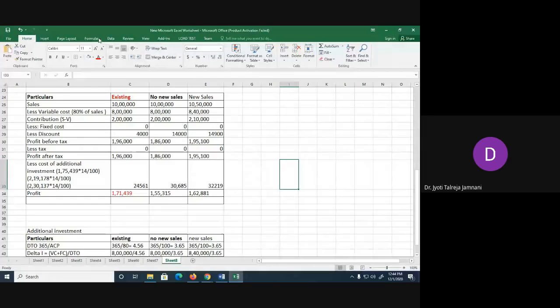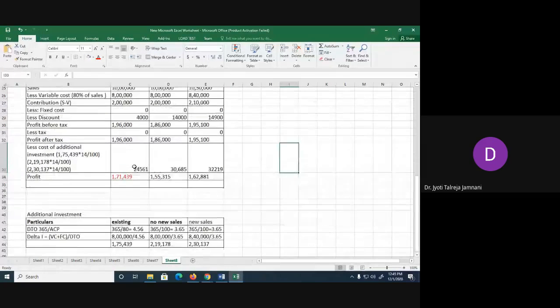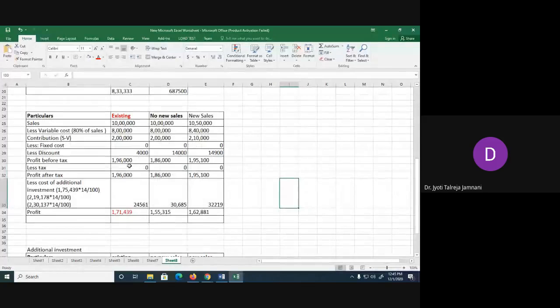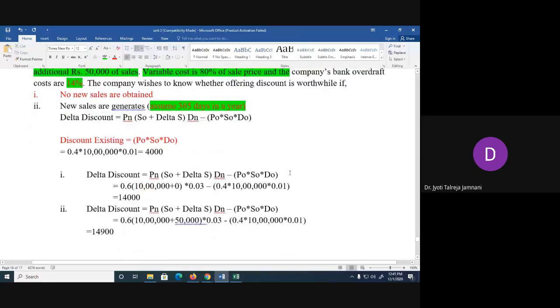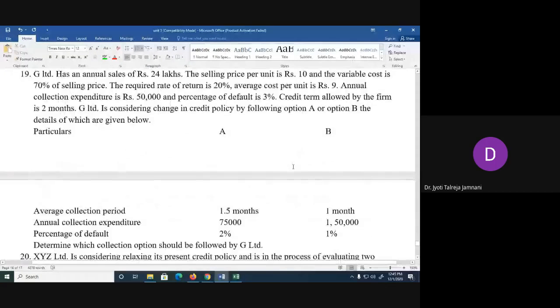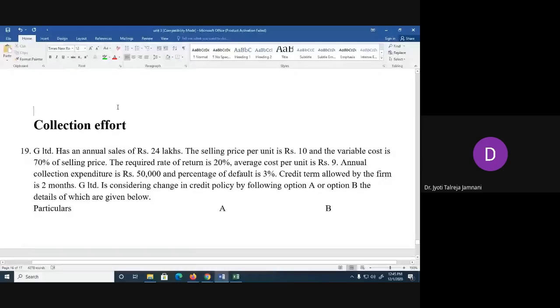Okay, so this is how you'll have to solve the problem when discount is given, and this is how you'll have to make decision. So we would say the company should not give additional discount because the profits are not increasing, instead they're decreasing. The existing profit is highest, whereas the other profits are comparatively low. Okay, so this was about cash discount. Now we'll do the next sum, which is on collection effort.